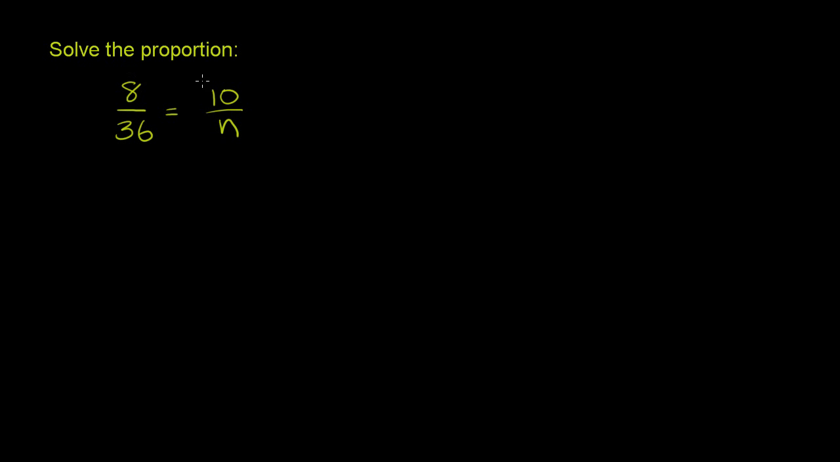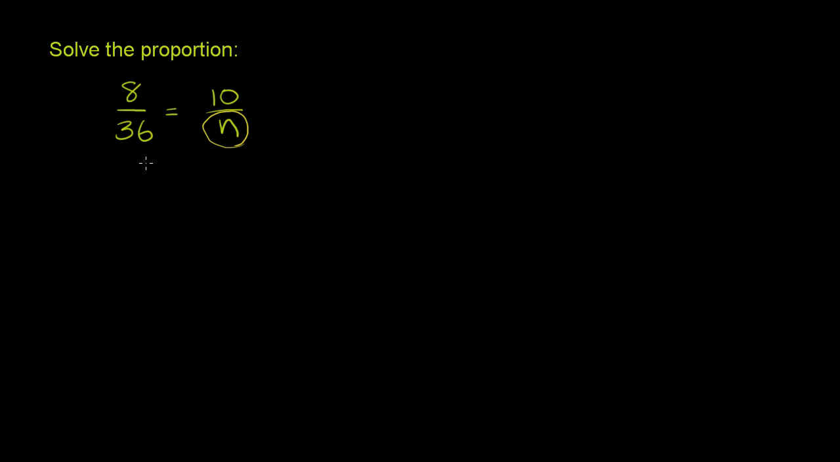We're asked to solve the proportion. 8 over 36 is equal to 10 over n. So we need to figure out what n is. And the easiest way to do this is to multiply both sides of this equation by both denominators.